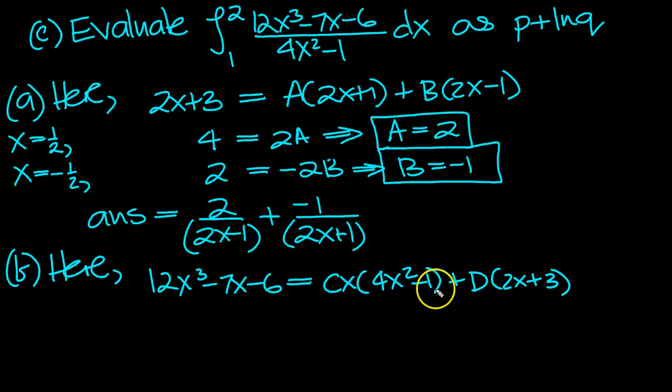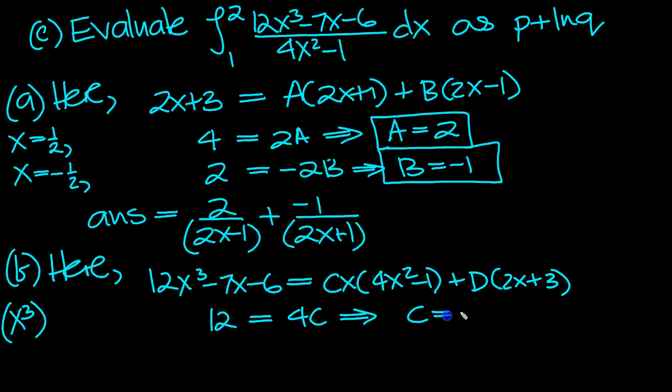So what should we equate then? Let's equate x cubes. That's the easiest thing to equate both sides. There's 12 on this side is equal to, and then when you expand this, we'll see it's 4c. 4cx cubed. c is equal to 3.